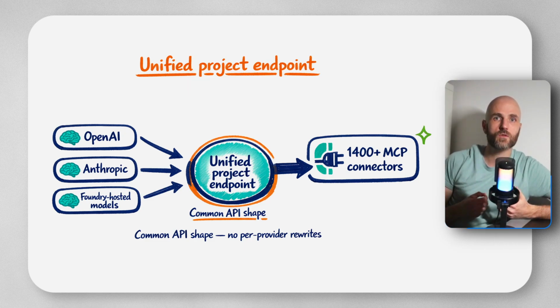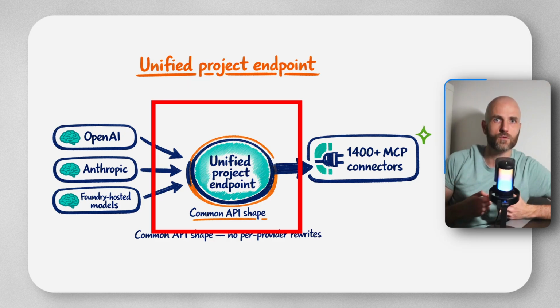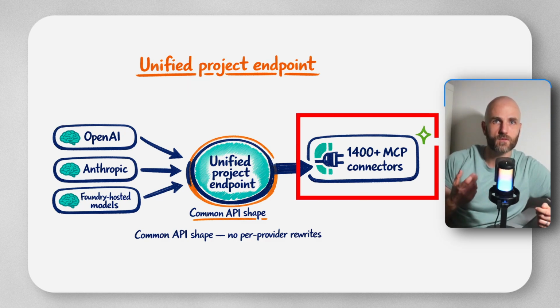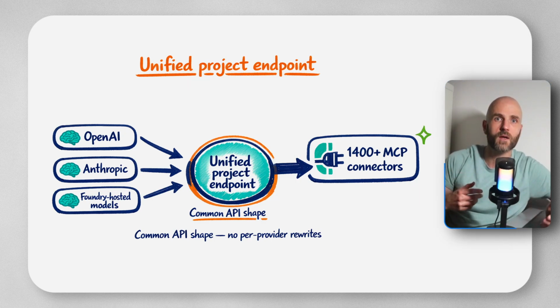It's also not just one model. v2 uses a unified project endpoint, so I can use OpenAI, Anthropic, and Foundry hosted models through a common API shape. And on the tool side, at the time of this video, there are over 1,400 MCP connectors available, so I'm not rebuilding integrations one by one. And I can mix and match architecture choices as well. I can use DeepSeek for planning, OpenAI for generation, and LangGraph for orchestration, for instance. The runtime is a common layer I operate against, and it's not a framework lock-in.